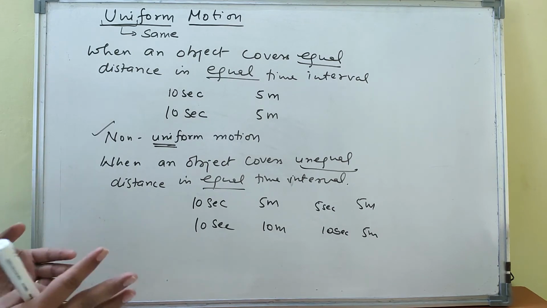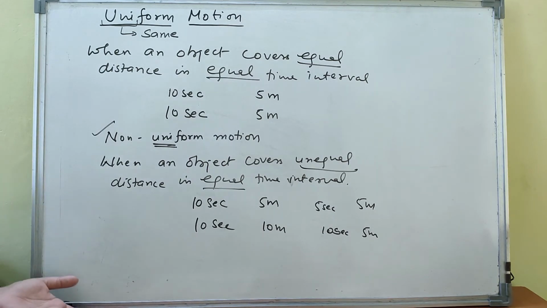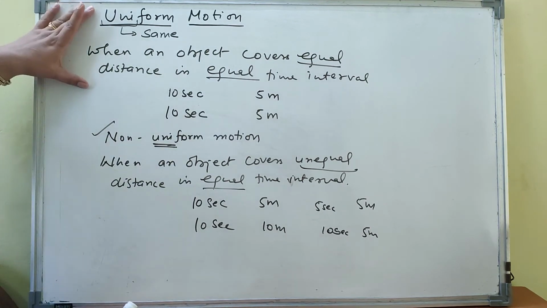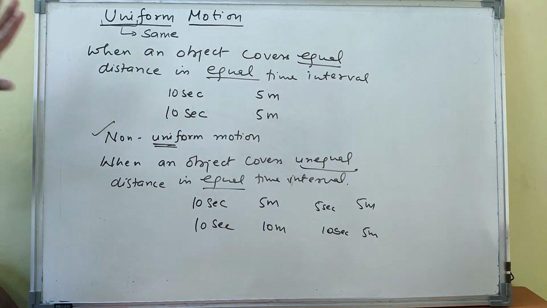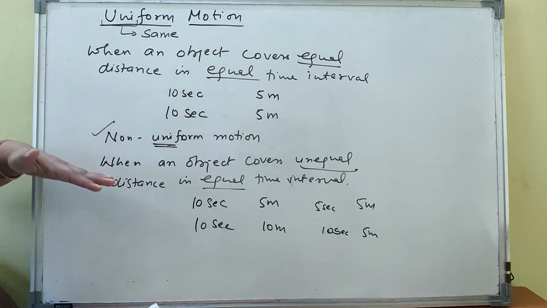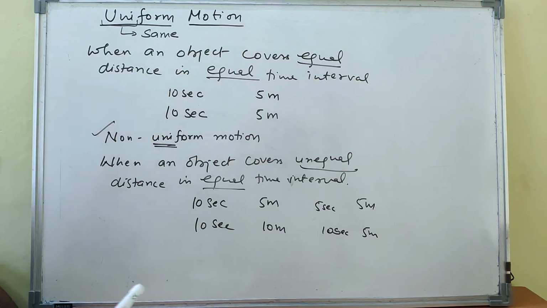Sometimes the roads are very smooth. Somewhere there are speed breakers, there will be traffic. The conditions are not always the same. But this is an ideal condition, uniform motion. When it covers equal distance in equal time, then we say it's a uniform motion, right?